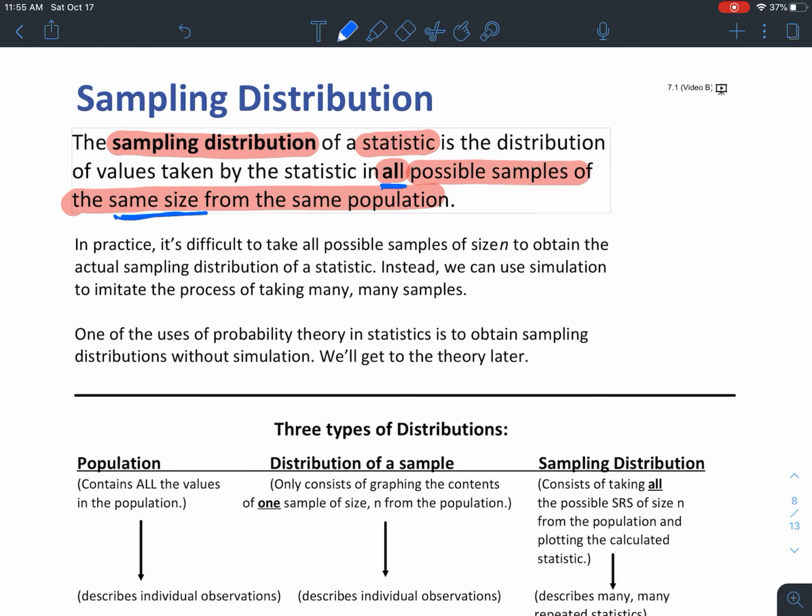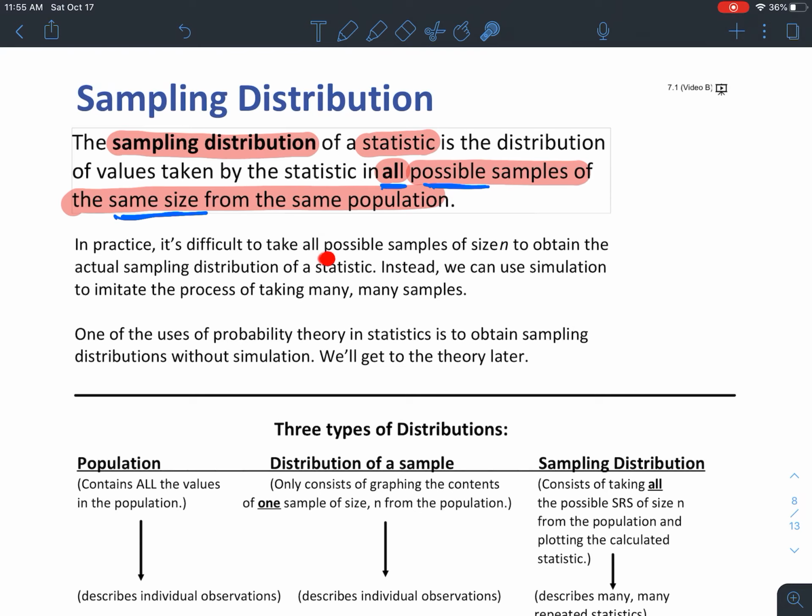Okay, so the key here is, and we had sort of demonstrated this with the reaching for beads activity, is you would reach into your population, you would pull out a sample size, I'll just say 10 for an example, and you would continue to do that until you got every possible combination of 10 individuals that you could have mixed together. That's what a sampling distribution is.